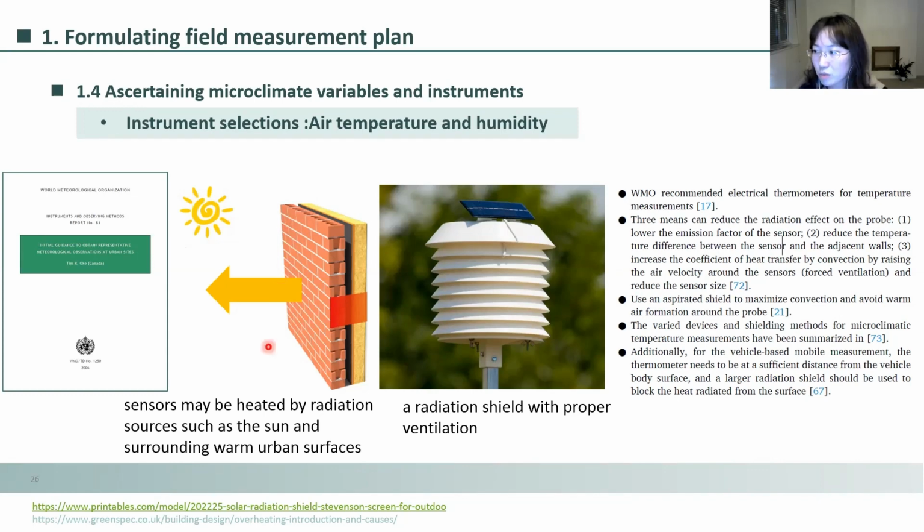and the humidity sensors may be heated by radiation sources such as the sun and the surrounding warm urban surface. And under extremely unfavorable conditions, the air temperature could be overestimated by up to 25 K. Therefore, a radiation shield with proper ventilation should be applied to minimize the radiative exchange between the instrument and its surroundings. So here, I listed some points that can be considered in selecting the thermometer and the radiation shield for your reference.